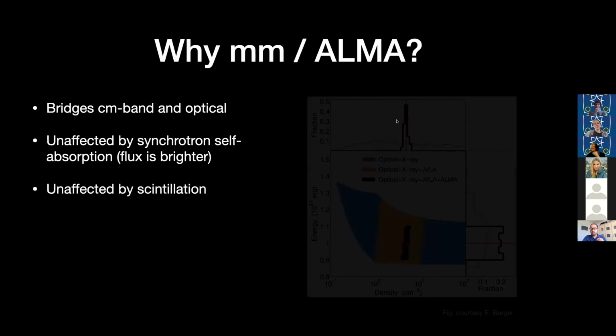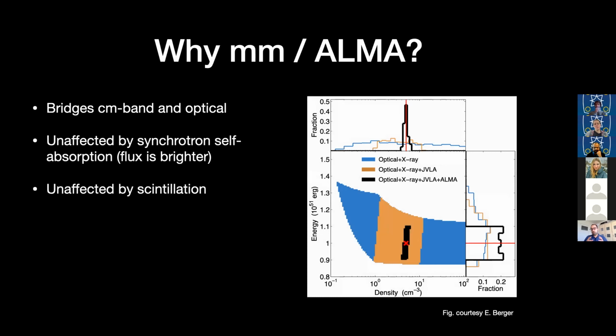So here, for example, is a simulation that shows how much better we can constrain the energy of the outflow and the density of the surrounding medium from forward shock measurements if we include millimeter band data. So we get the constraints that are shown in black, compared to what we get if we just had X-rays and optical, that's in blue, or if we had X-ray and optical and centimeter band light curves, that's in orange.